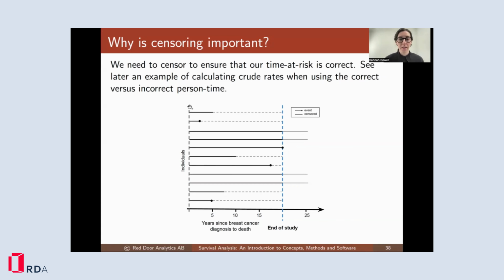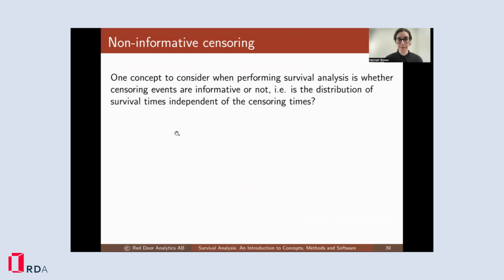Now, if we didn't censor these individuals, then we would just continue following them for this dashed period of time. So the first individual, where we actually followed them for around 5 years, at which point they are censored, we would actually follow them for a total of 20 years instead. So you could see that the time at risk would be very different if we ignored the censoring.